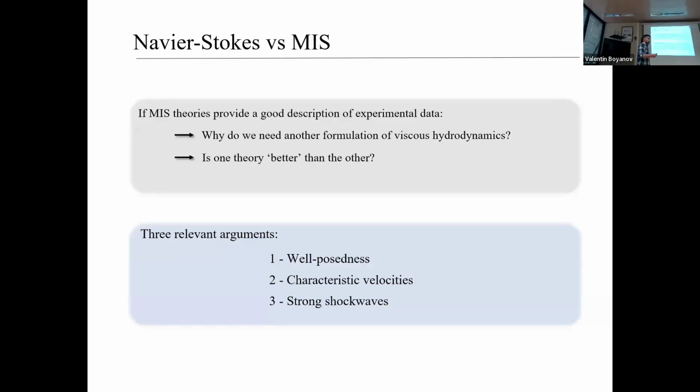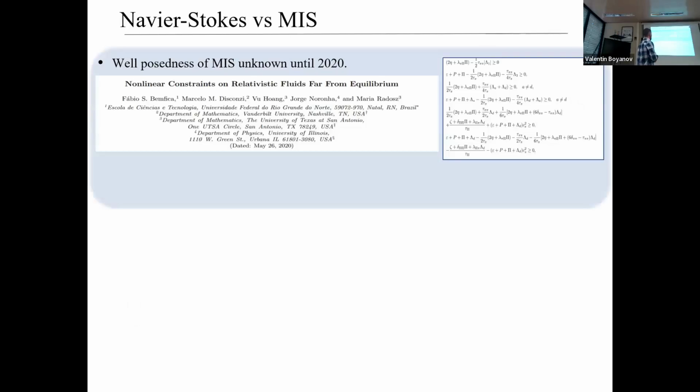There are three relevant arguments that I like to put, based on well-posedness, on the characteristic velocities not being faster than light, and the ability to propagate strong shock waves. Now, let me focus on the argument of well-posedness, but the other two I could comment on as well.